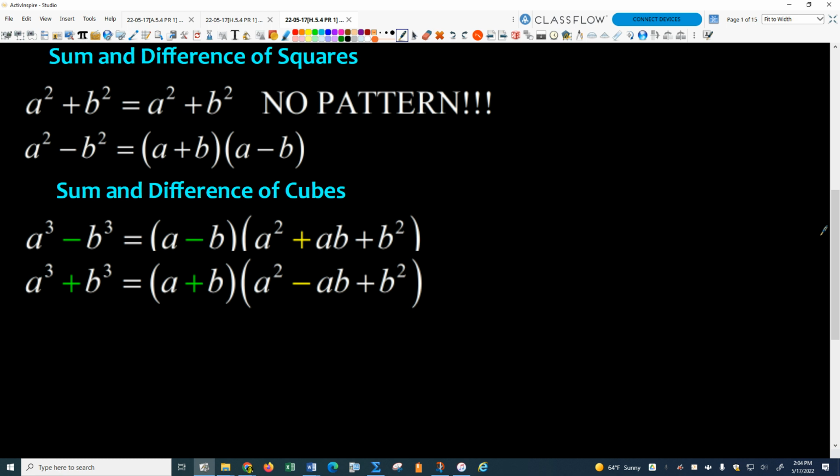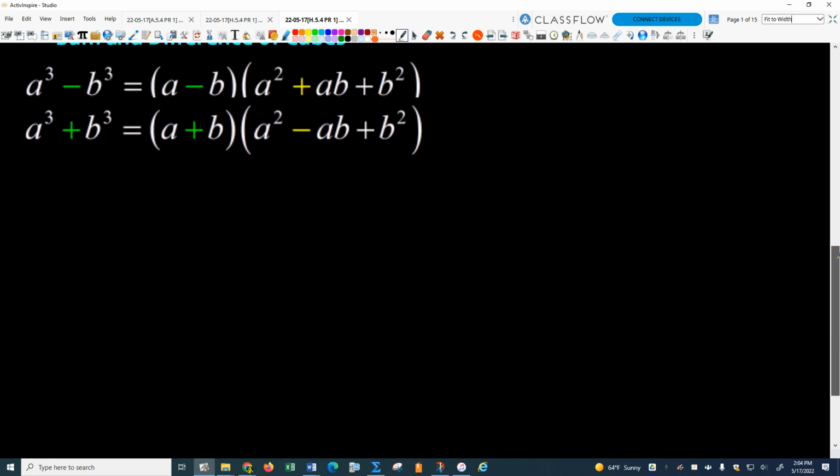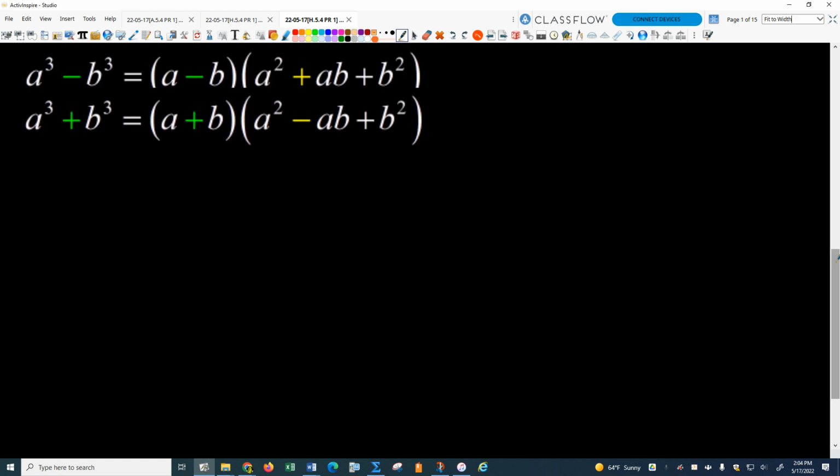It'll never factor. Difference of squares will always factor. A squared minus b squared factors into our conjugate factors, a plus b and a minus b. And then we had the sum and difference of cubes patterns. Let's just quickly review those. If we have a cubed minus b cubed or a cubed plus b cubed, they always factor into a binomial times a trinomial, right?